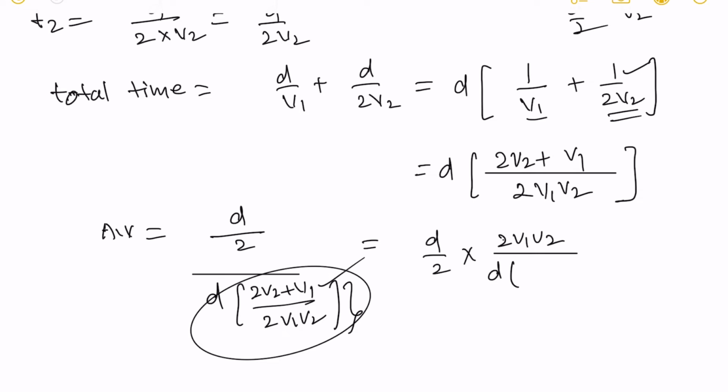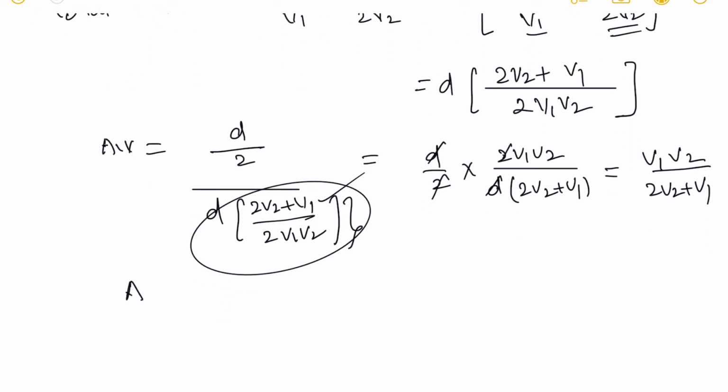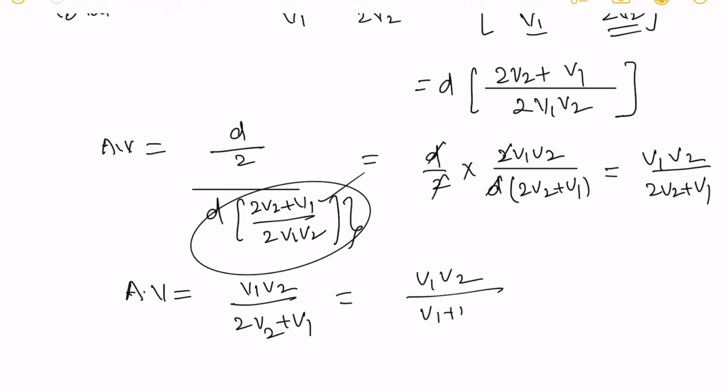What is the numerator? 2v2 plus v1. Here d cancels, 2 cancels, then we get v1v2 by 2v2 plus v1. So the average velocity is v1v2 by 2v2 plus v1, that is v1v2 by v1 plus 2v2. So this is the answer.